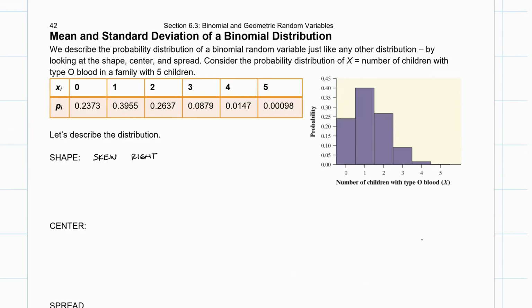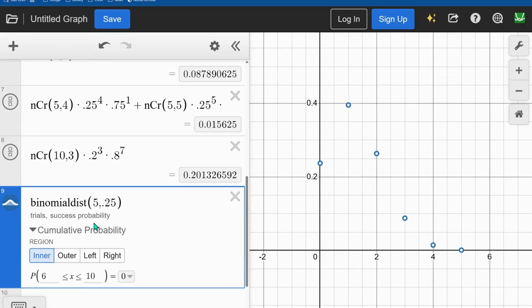What about the center of this distribution? Well, if I look at that number, 23%, and I add another 39%, once I add these two numbers, I'm over the 50% threshold. I could say that the median of this distribution is 1. But since we have this distribution all set here, why don't we see if we can get Desmos to give us the mean of this distribution?